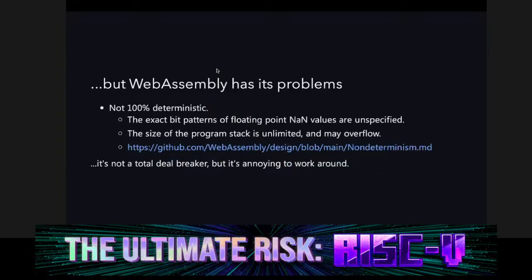It's also not 100% deterministic, and if you have a blockchain, you do very much need 100% determinism. It's an absolute requirement. The exact bit patterns of floating point not-a-number values are unspecified, and the size of the program stack is unlimited and might overflow, among other things. So it's not a total deal breaker because you can work around this, but it's really annoying.